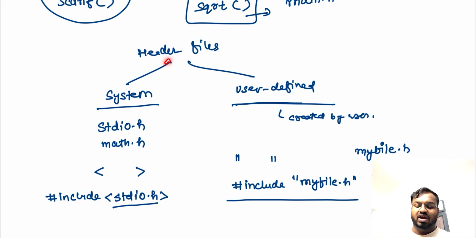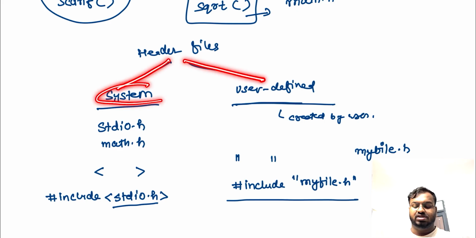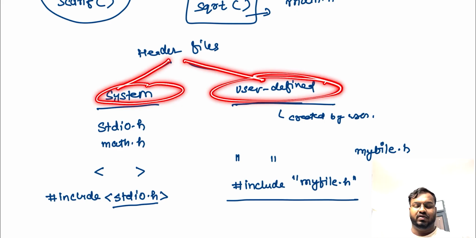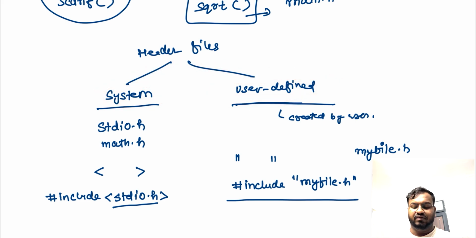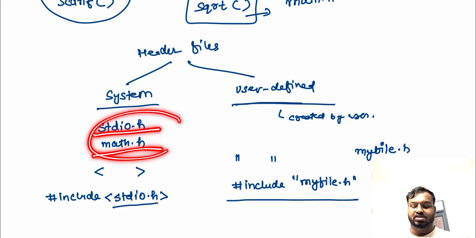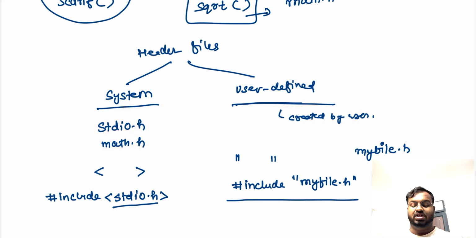Now there are two types of header files: system header files and user defined header files. System header files are already defined in the C language. For example, stdio.h and math.h are system defined header files. But user defined header files are header files which are created by the user. System header files are included by angular brackets, and user defined header files are included inside double quotes. It's like this. I hope it is clear to everyone.